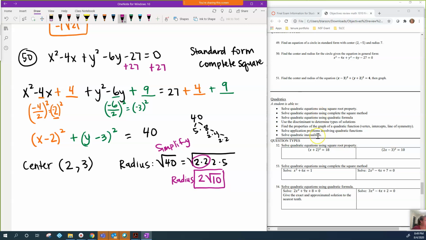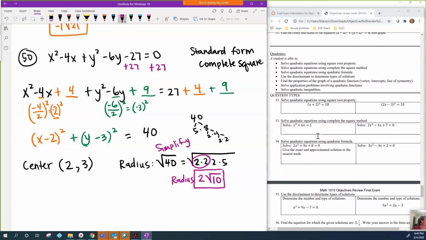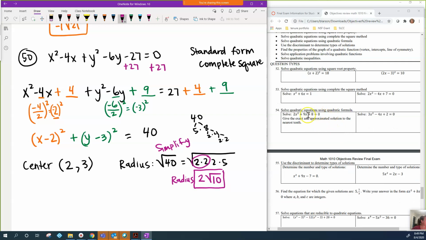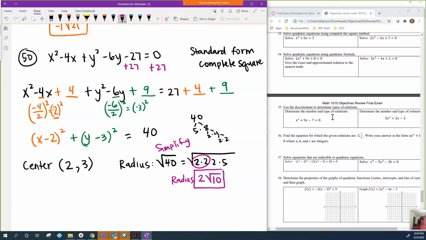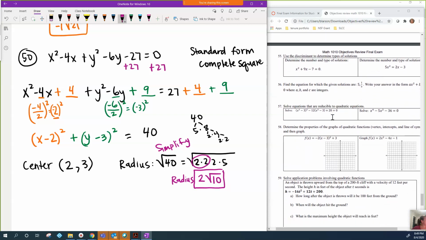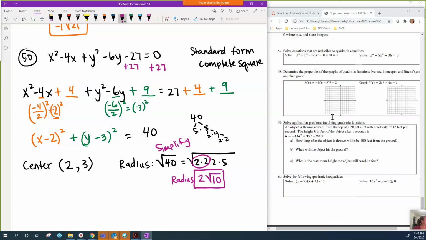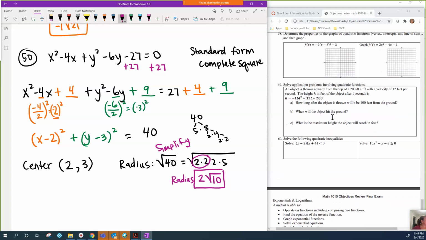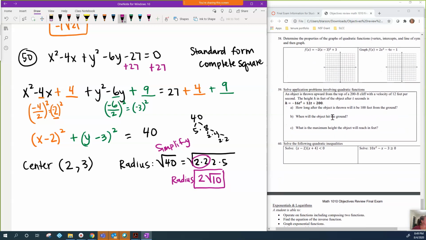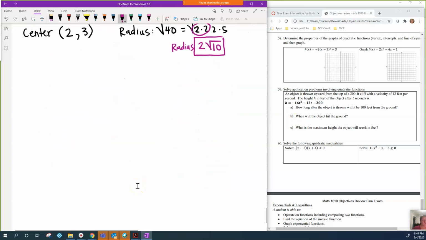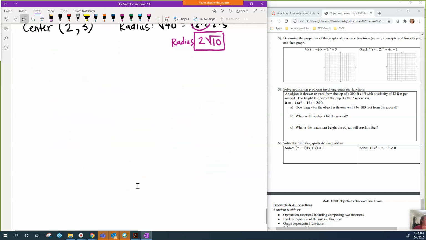All right, let's see what else we have here. We've already done some stuff with the quadratic formula, but maybe let's go down here to number, let's do 58 and 59. These are both important ones to look at.